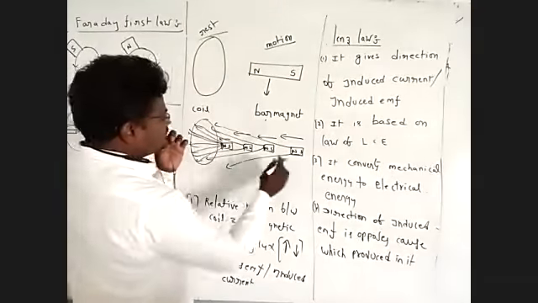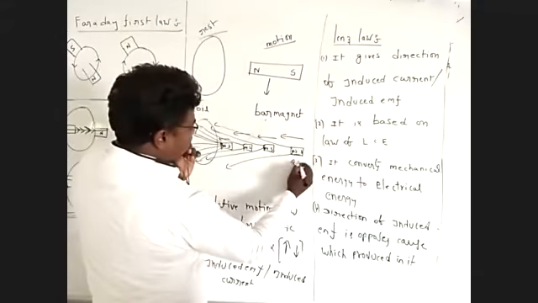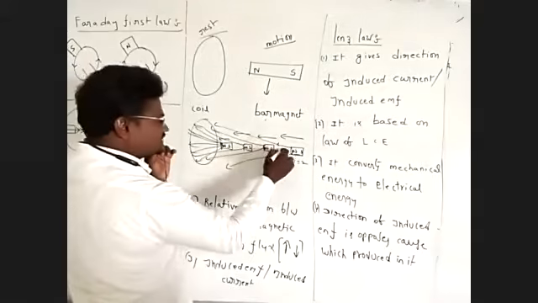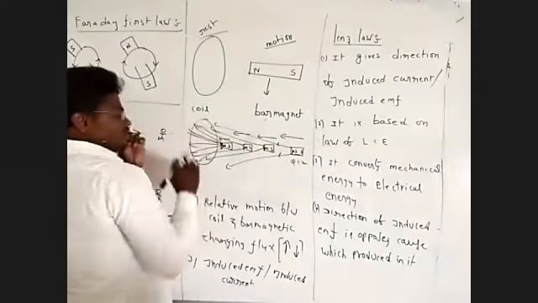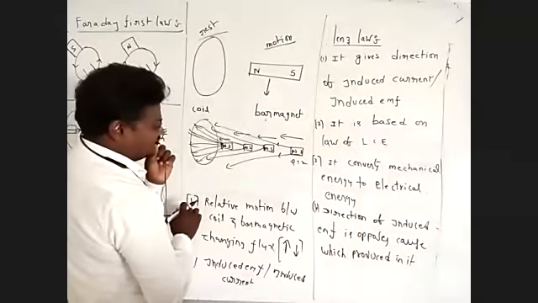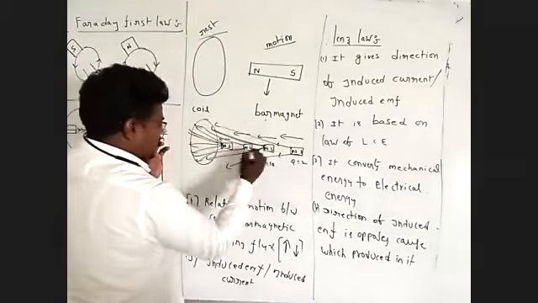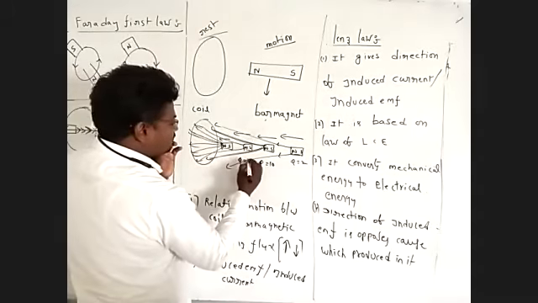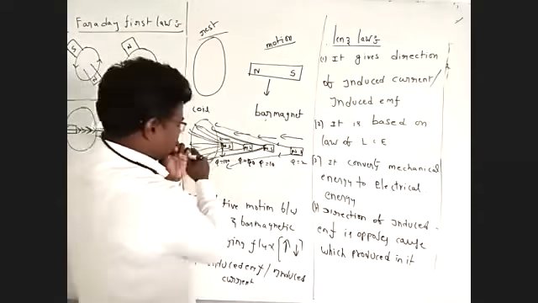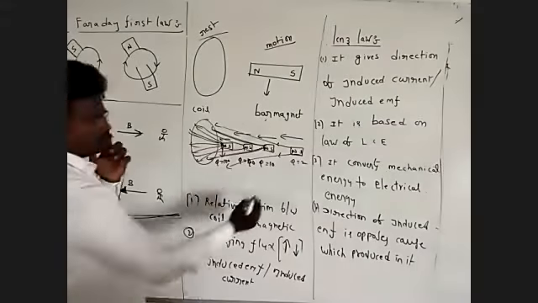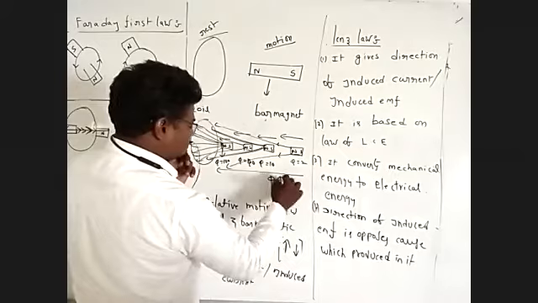When this bar magnet is away from the coil, some flux lines are linked with the coil. This is a field line, this is a field line. Two field lines are linked with the coil, and that is the magnetic flux. Next, here 10 flux lines are linked with the coil. Now here 40 flux lines, now here 100 flux lines are linked with the coil. You see carefully, there is a change in flux. Flux increases.